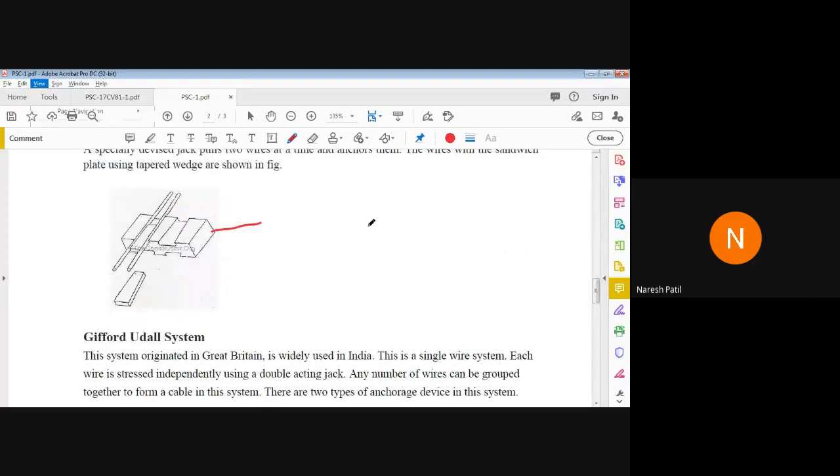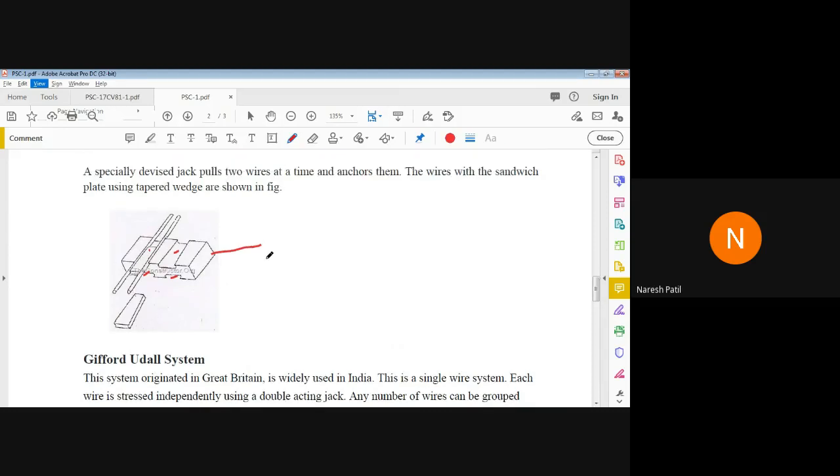Can you count and tell me? Okay, we'll count together. See how 8 wires are there in this. 2 wires in a single sandwich plate. Are you getting it? So how many total are there here? 1, 2, 3, 4. 4 twos are 8. Correct? Is it clear?